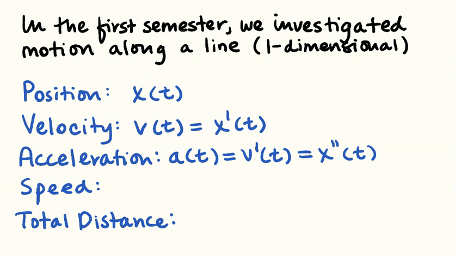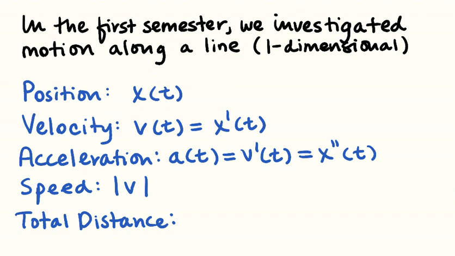We found speed by taking the absolute value of velocity, right? If we were moving along the x-axis and velocity was negative, we interpreted that as moving to the left. But if we were moving to the left at a rate of 10 miles an hour, the speed's still 10 miles an hour. So speed was the absolute value of velocity.